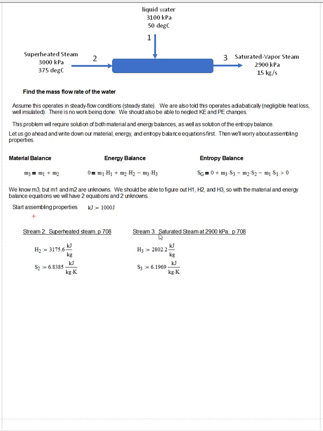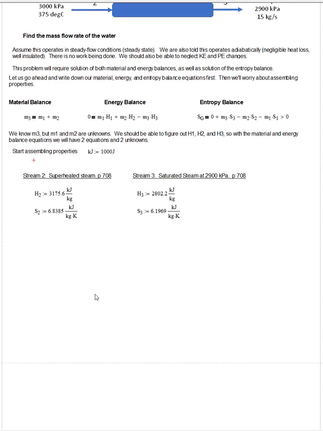Stream 3, this is saturated vapor. So saturated vapor, that means it's fully specified at 2900. We can go to the superheated steam tables at 2900 kilopascals, nice round number. That also is on page 708, just an index above. And we can look up the enthalpy of stream 3. That's of the saturated vapor, 2802 kilojoules per kilogram, and the entropy is 6.1969 kilojoules per kilogram Kelvin. So that's the easy part.